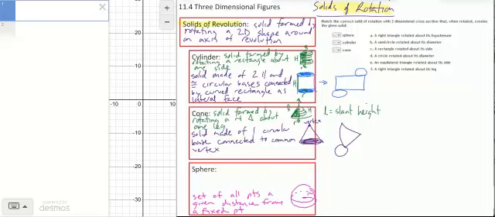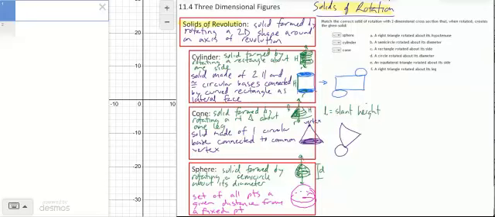And then finally, a sphere is going to be a solid that's formed by rotating a semicircle, and that happens across its diameter. So if you took a semicircle and you rotated it about the diameter, you form that sphere. And the radius of the sphere is the radius of the semicircle. The diameter of the semicircle is also the diameter of that sphere.